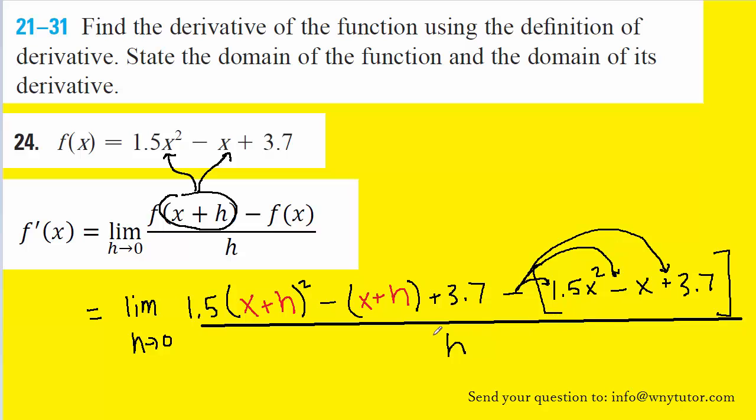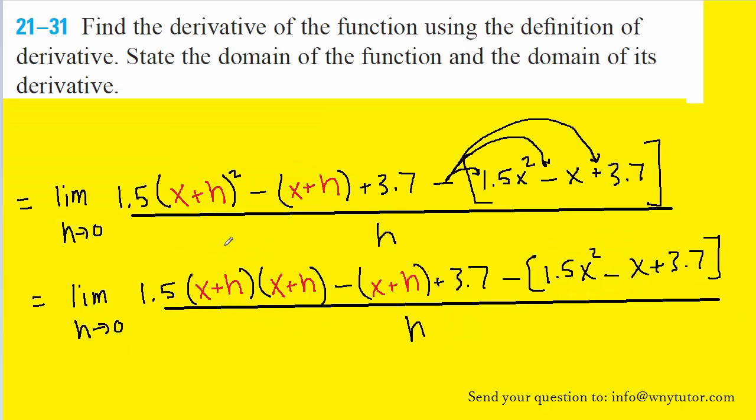So what we'll do next is we'll simplify the x plus h squared by writing it as x plus h times x plus h. And after writing x plus h in that manner, we can go ahead and FOIL. And if you have any questions about the precise nature of the foiling, please let me know in the comments. But we'll go ahead and FOIL that.